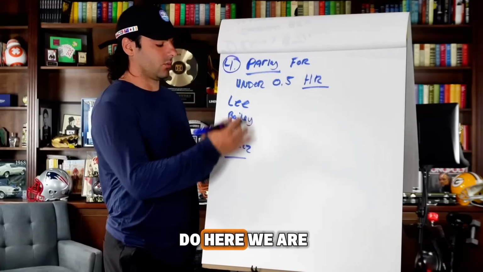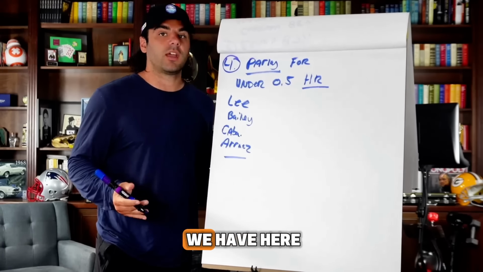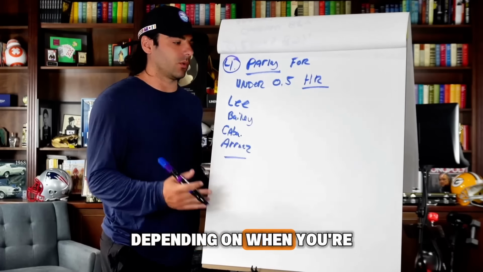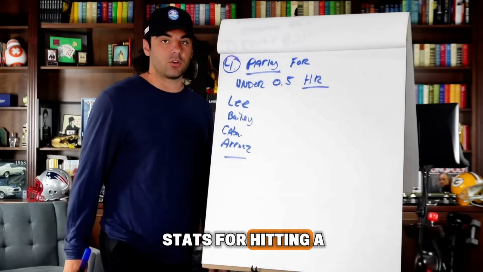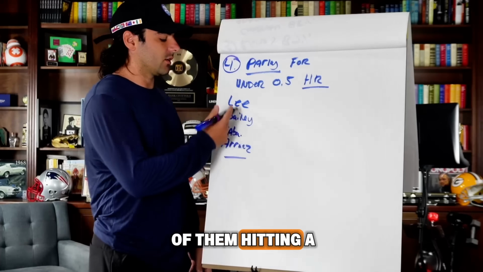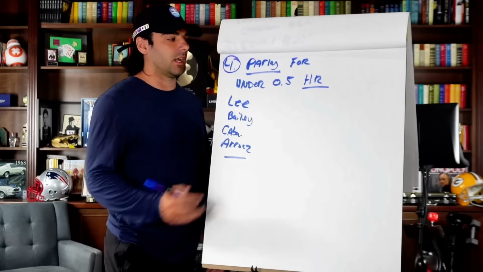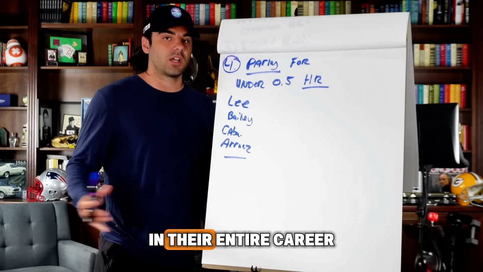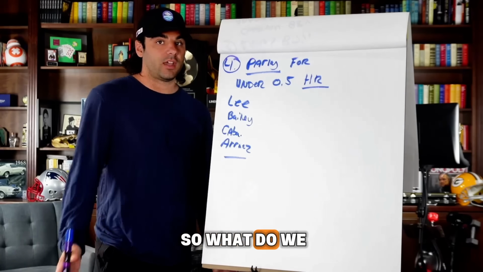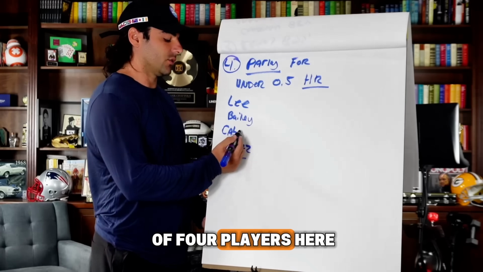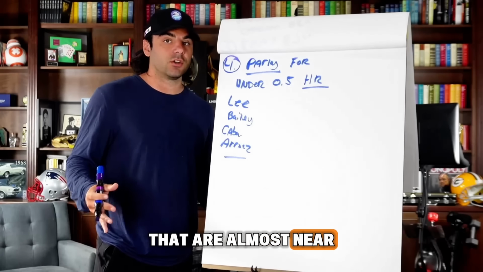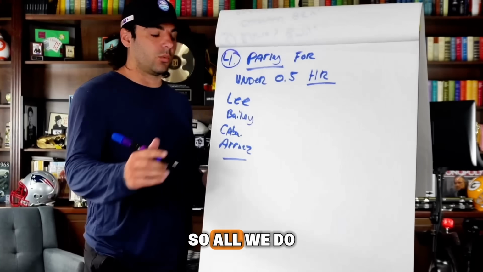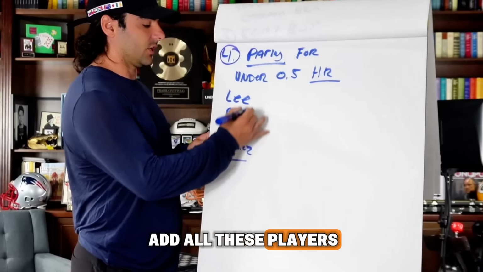So what do we do here? We're going to take these players because essentially what do we have here? We have players that on the year, or the prior year, depending on when you're watching this, don't have good stats for hitting a home run, period. All right, true probability of them hitting a home run is very, very, very low. Now they're going against a pitcher that they have never hit a home run against in their entire career. So what do we have there? We have a mixture of 4 players here that are almost near guaranteed to not hit a home run in this game. So all we do here now is we add all these players together on a parlay.